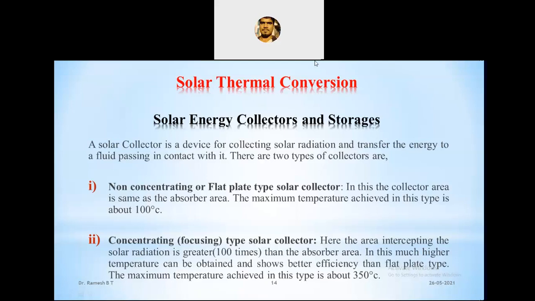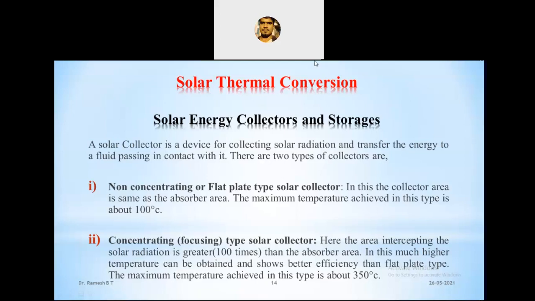Clear? But in the concentrating type, the absorber capacity is more because it concentrates all the radiation falling on the collector area onto a point or a line. All the rays falling are concentrated onto only one point or one line, so the efficiency is always higher. The efficiency of the concentrating type is always higher than the non-concentrating type.